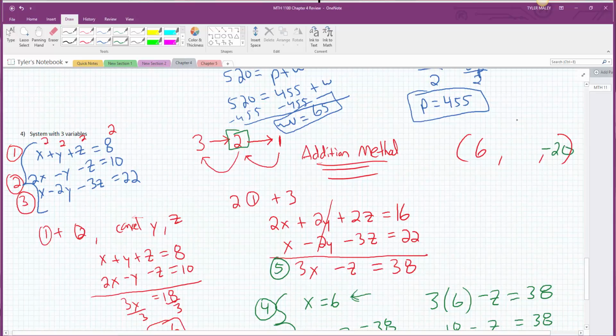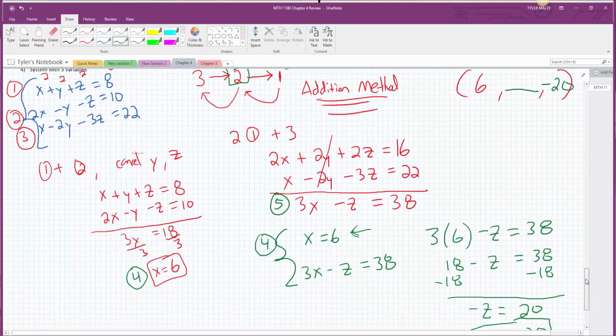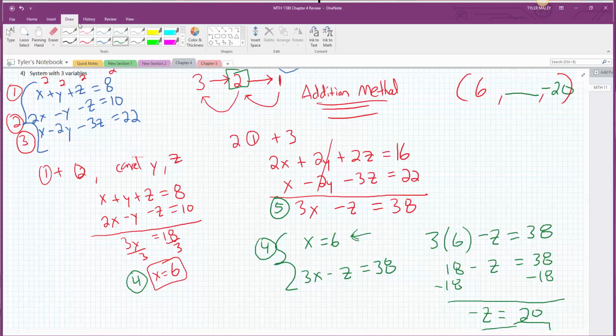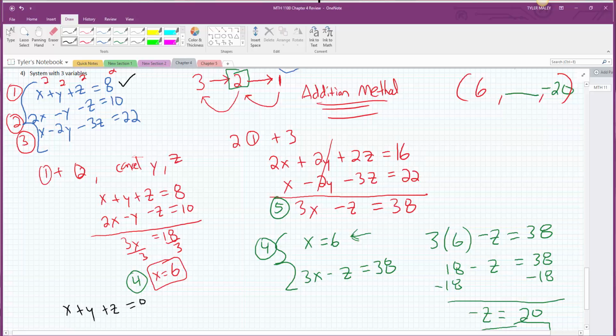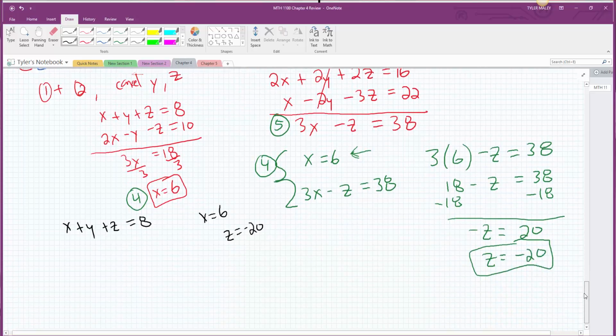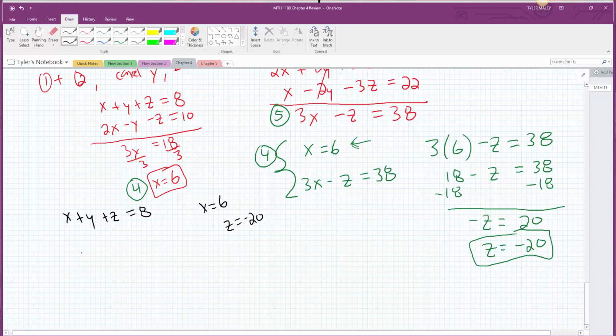So now I just need to find y, right? We can find that by plugging into one of my equations. So I'll pick this first one here. I know that x plus y plus z equals 8, and I already know that x equals 6 and z equals negative 20. So if I plug these in, I can solve for y. So I'd have 6 plus y plus minus 20 equals 8. So 6 minus 20 is what? Minus 14.